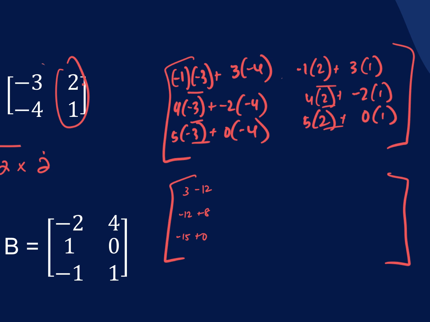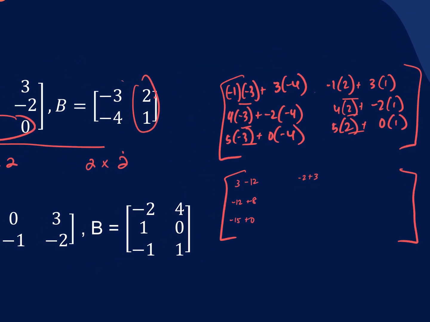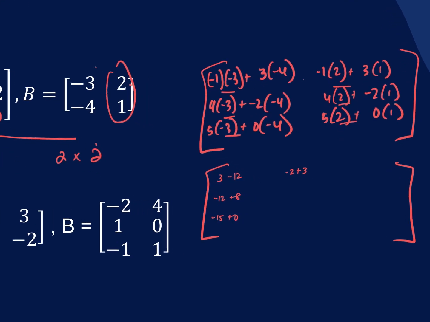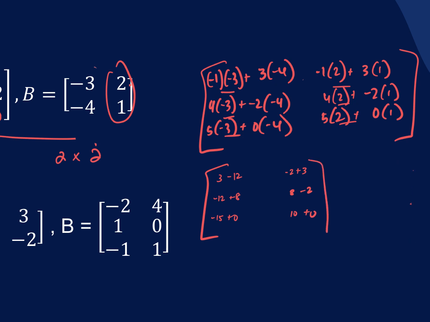And then on the other side, I've got -2 plus 3. I've got, I think it's 4 times 2. Let me double check that I did that one right. Yep, 4 times +2. So it's going to be 8 minus 2. And then the bottom is going to be 10 plus 0. Okay, so I did that, right? A lot of work. Not hard work, but a lot of work.